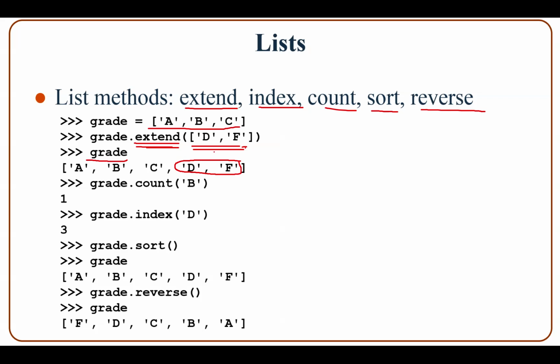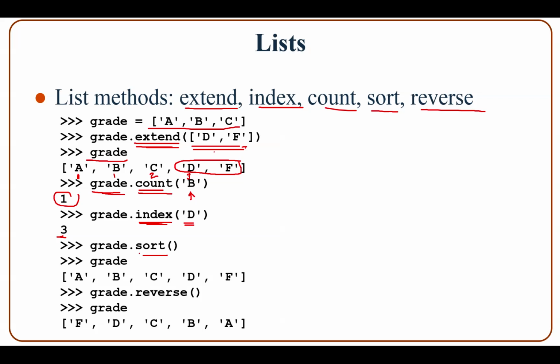You can count the number of occurrences of an item using the count method. So you say grade.count and give it, for example, B. Then it returns you 1. So B appears just once. You can also use the index method to return the index of an item. So the index of D is 3. You can see here, right? 0, 1, 2, and 3.